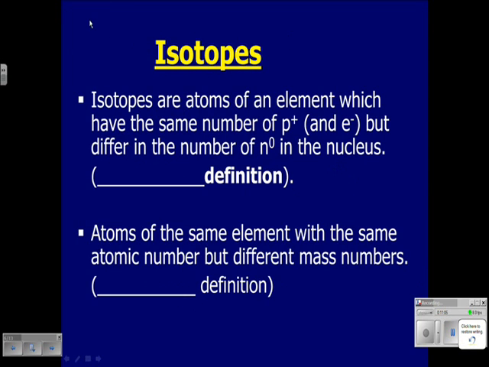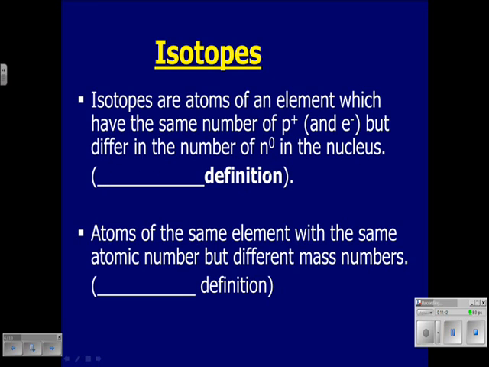So let's write some definition now for this idea of isotopes. Isotopes are atoms of an element which have the same number of protons and electrons if it's neutral, but different numbers of neutrons in the nucleus. That's one way of thinking of it. Same protons, different neutrons. Another way of thinking of it is atoms of the same element that have the same atomic number, but different mass numbers, all right?